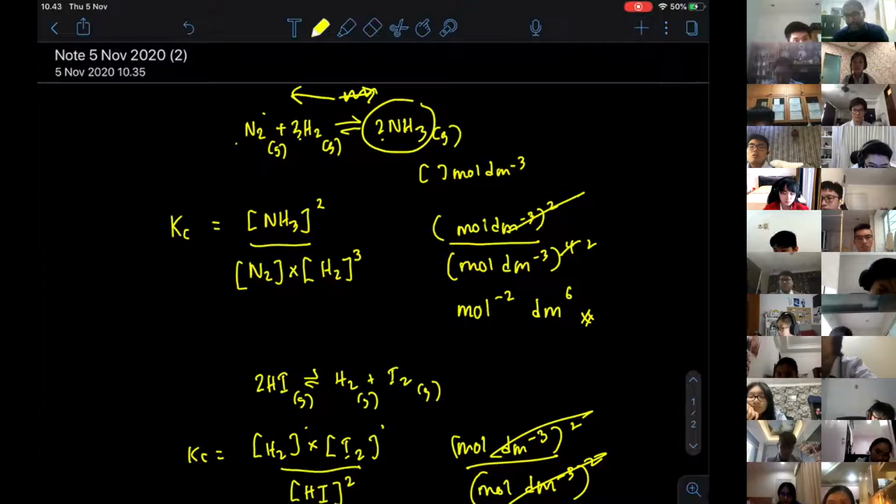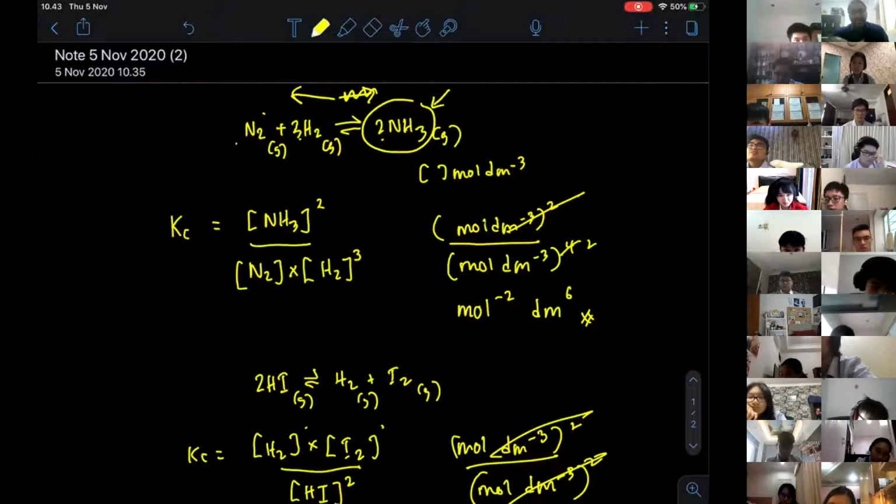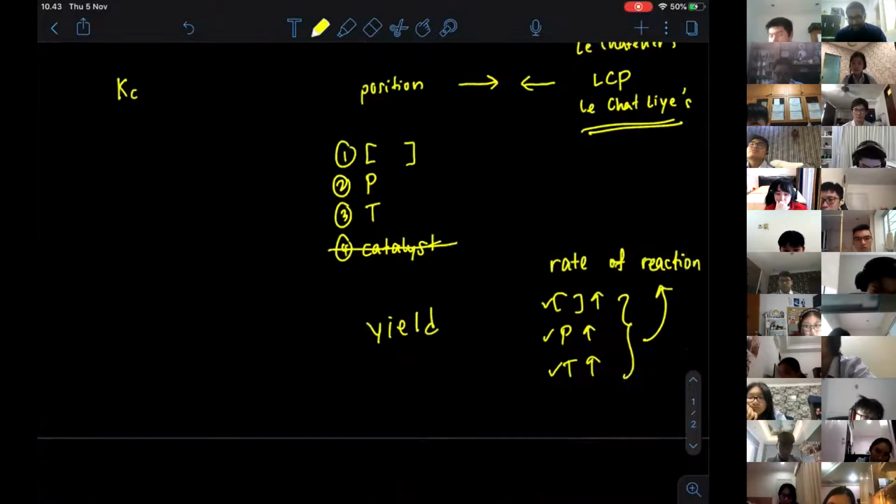But okay, that will actually cause your production yield, or the yield of your ammonia, to become less. But that particular lower yield can be formed at a higher rate. It means it can be formed faster. Okay, so later I'll show you some examples of questions so that you can understand what I'm talking about over here.